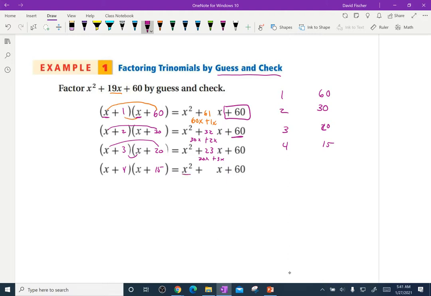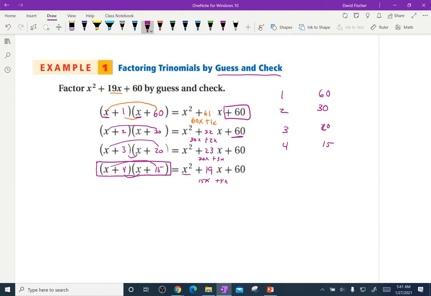Again, my x squareds, I know x times x is going to be x squared. I know that's going to be 60, so I want to focus on my x's. 15 x's and 4 x's, 19 x's. And that's what I needed. So this is now truly factored. X plus 4 and x plus 15. That is my final answer.